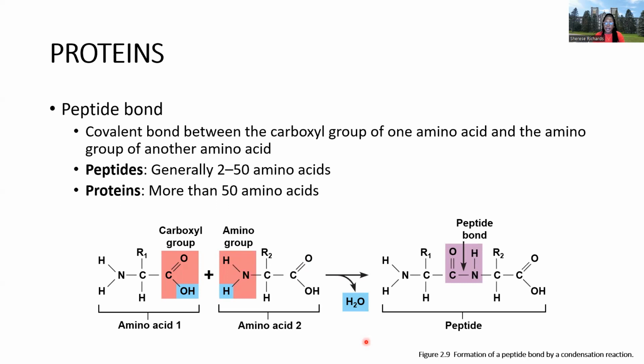And we make a chain of amino acids, which is called a peptide. Anywhere from 2 to 50 amino acids is a peptide, so it's a shorter protein chain, whereas a much longer chain of amino acids, more than 50, would be a protein. So a peptide is a shorter protein chain, and then a much more complex one is what we typically call a protein.